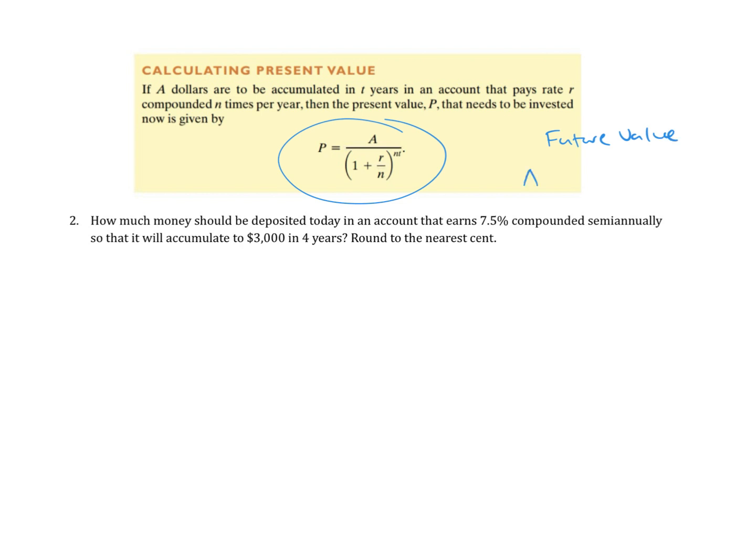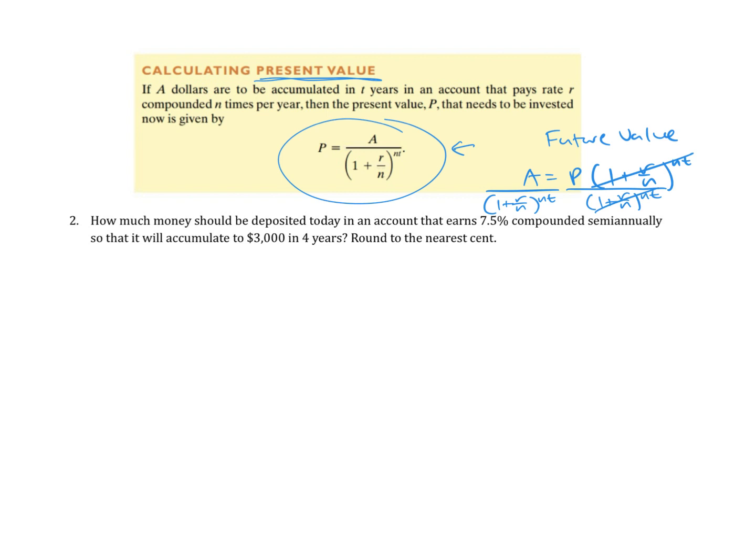So the future value formula, if you recall, was A equals P times (1 plus r over n) to the nt. If we solve that for P by dividing both sides by (1 plus r over n) to the nt, this part cancels, P is by itself, and we end up with this formula right here, which is the present value version of that formula. And what this allows us to do is plug in A, r, n, and t, and to find P, how much we should deposit now.